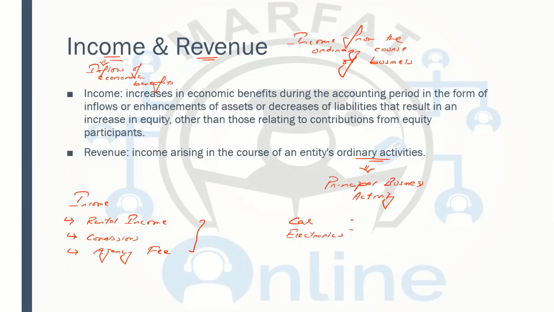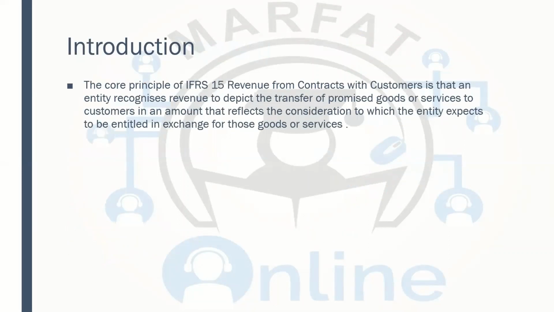So income is the inflow of economic benefits, and revenue is the income from the ordinary course of business. Revenue is also income, but it is income arising in the course of the entity's ordinary activity. That means the principal business activity. This is the basic thing you need to understand first.